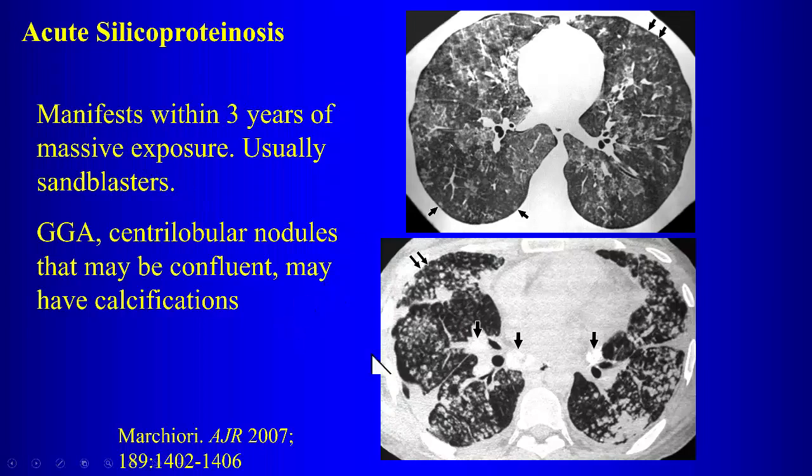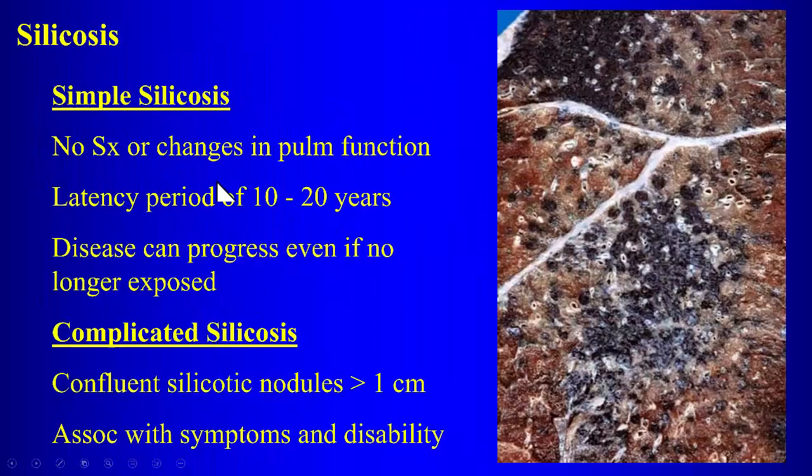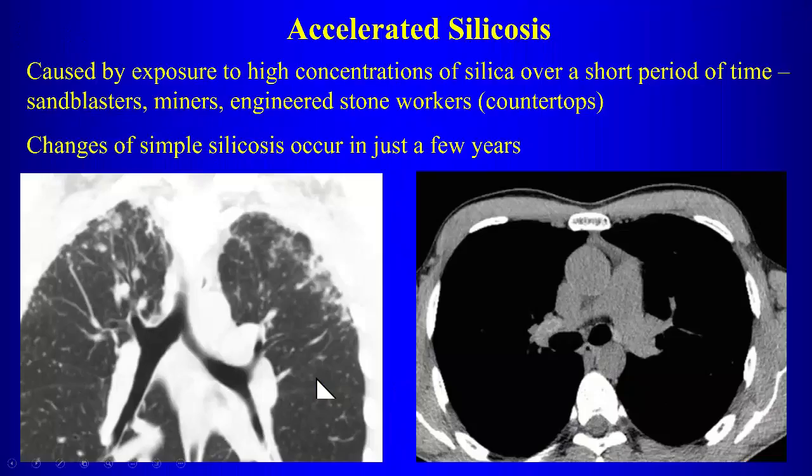So they develop predominantly ground glass opacities, can also form nodules. They can also have nodules within the lungs. Simple silicosis, these patients develop nodules, no symptoms or changes in pulmonary function, has a long latency period. Complicated silicosis, the nodules coalesce to form opacities greater than 1 centimeter. That is associated with symptoms and disability when you get coalescence of the nodules.